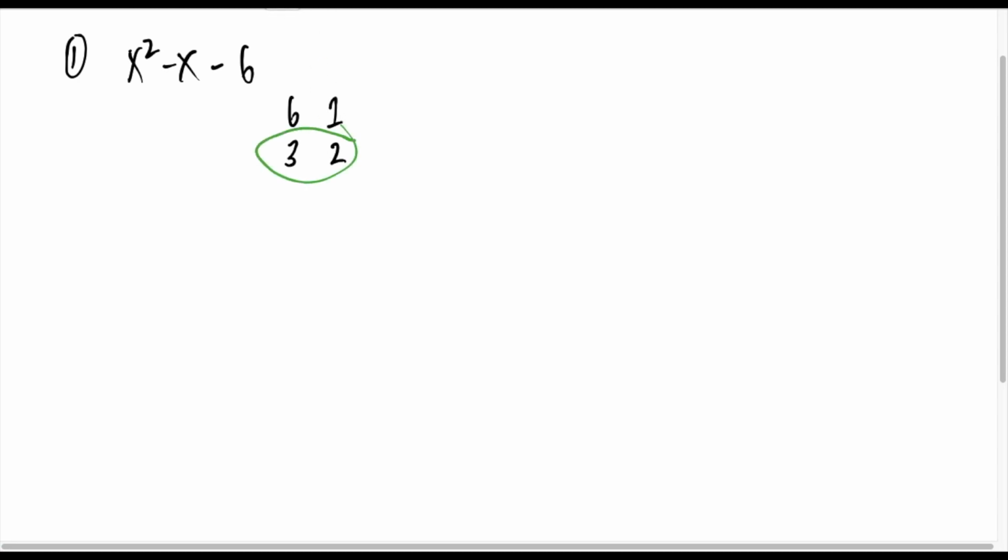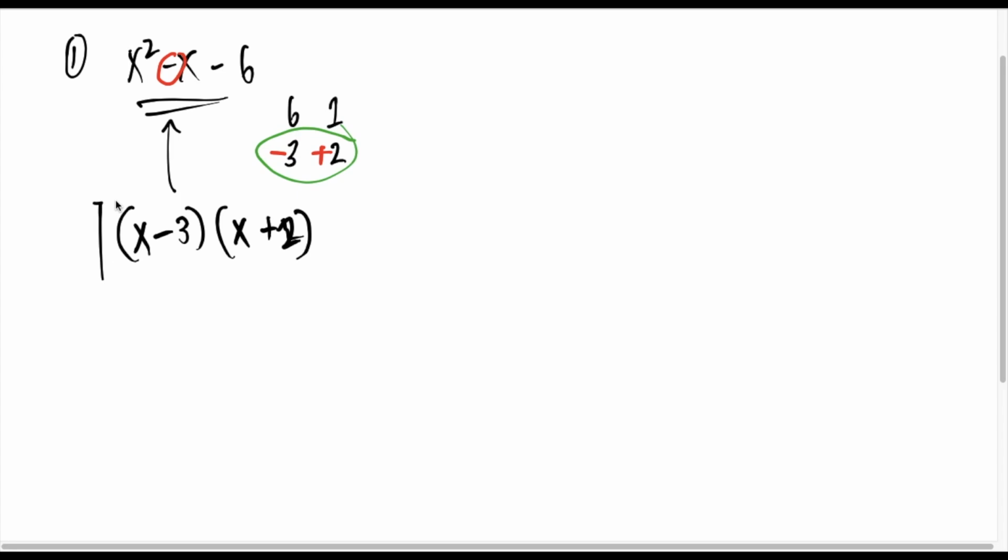Okay? So, now, which one should be negative and which one should be positive? Since negative x, ibig sabihin yung mas malaking number should be negative. So, this is negative. Ito naman, positive. We will have x minus 3 times x plus 2. Okay? So, if you check this using FOIL method, you should get this product. Okay? So, ito yung factors ng x squared minus x minus 6. Okay. Number 2.